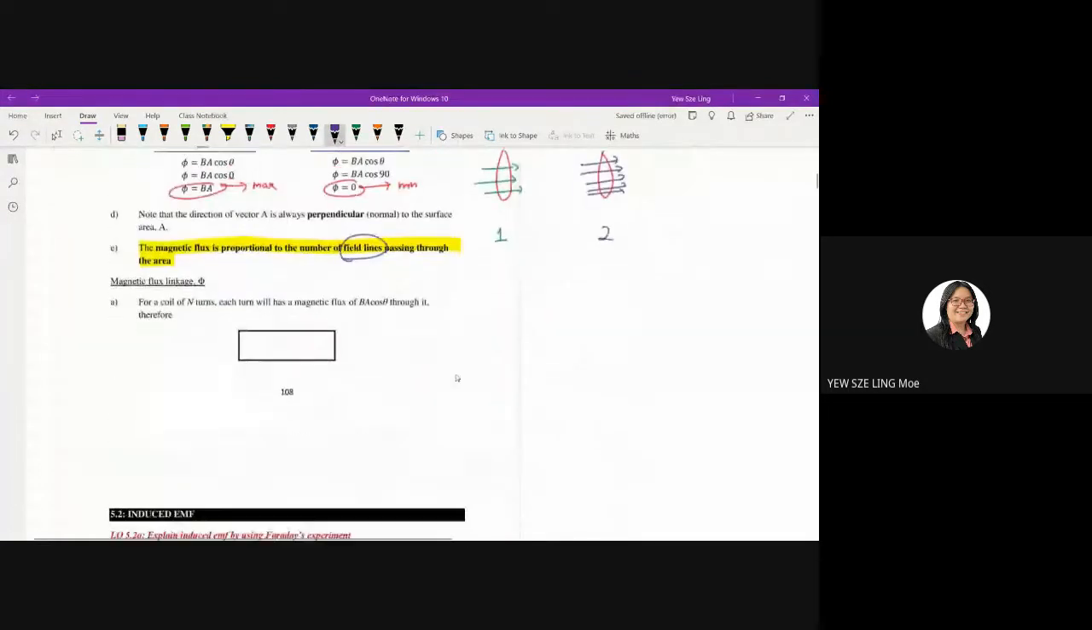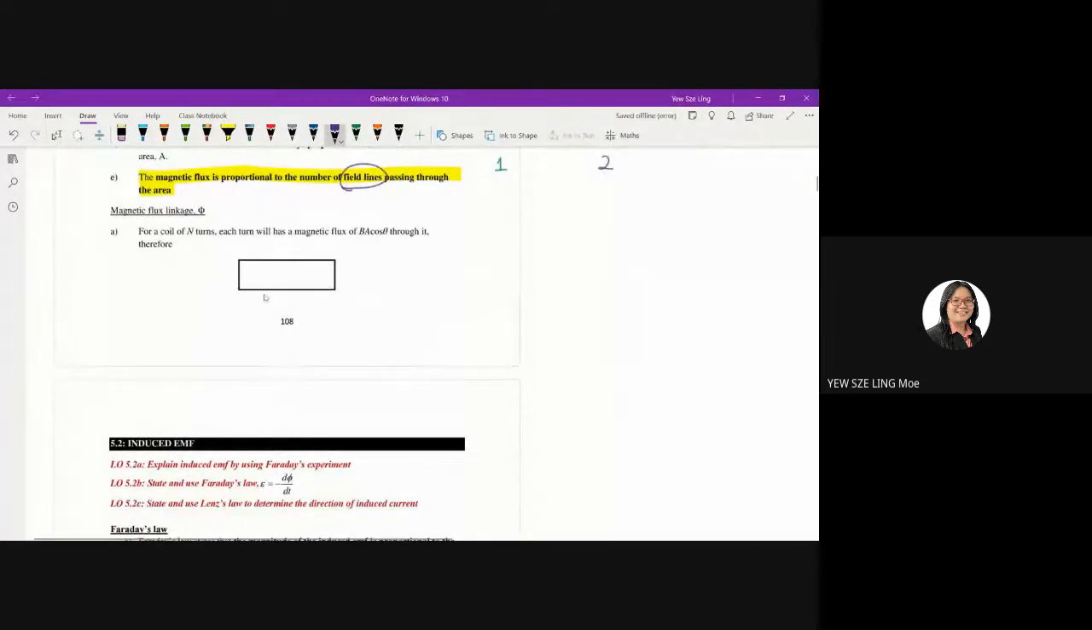Okay, so next one is just the equations, magnetic flux linkage. For a coil of N turns, just now the equation was for one turn. Now, if you have more than one turn, each turn will have the same magnetic flux passing through it. Therefore, the equation is capital phi equals N phi equals NBA cos theta. So basically you just multiply the flux by N, and it has a new name called magnetic flux linkage.